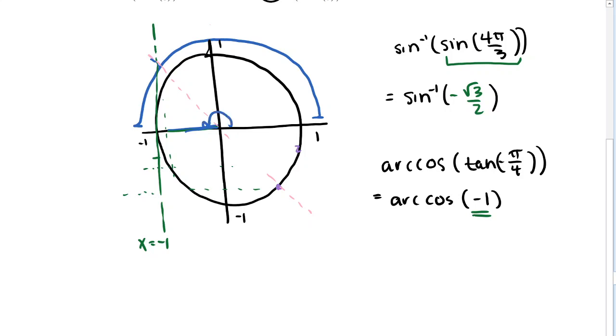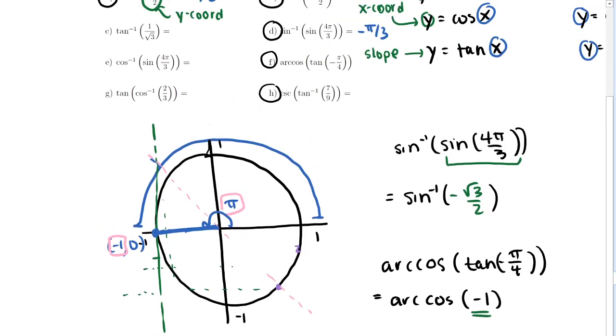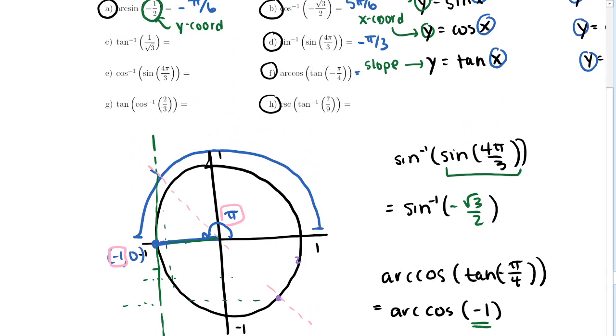And so here, that happens at an angle of pi, right? Here at pi, we're at the point negative 1 comma 0, and cosine of pi gives us that x-coordinate, negative 1. So arc cosine of negative 1 is going to give us pi. So here this is equal to pi.